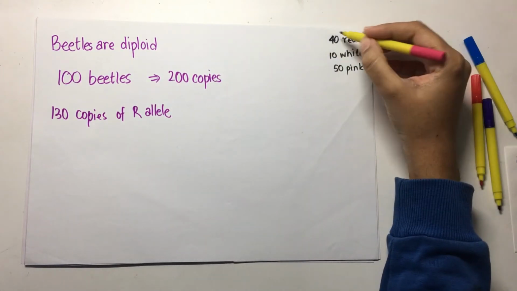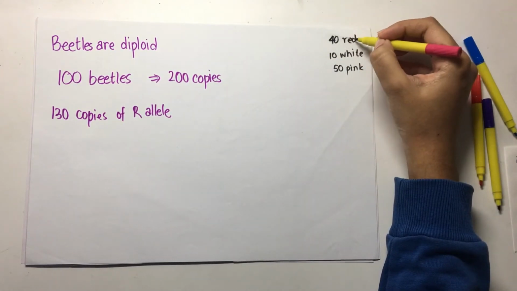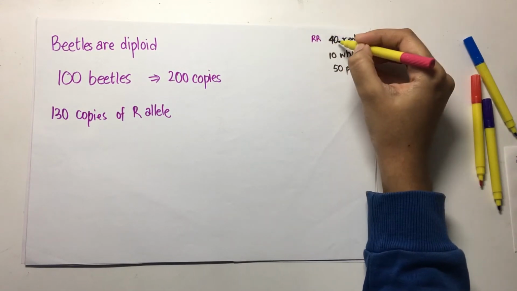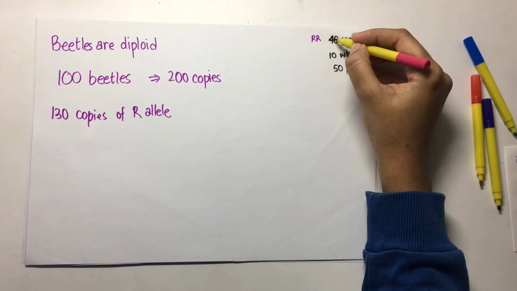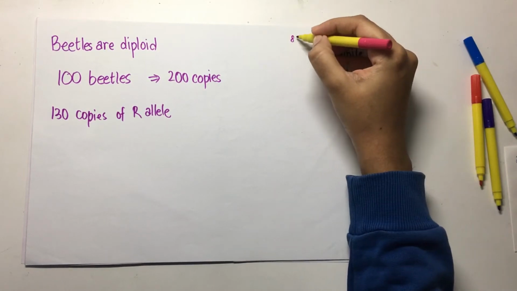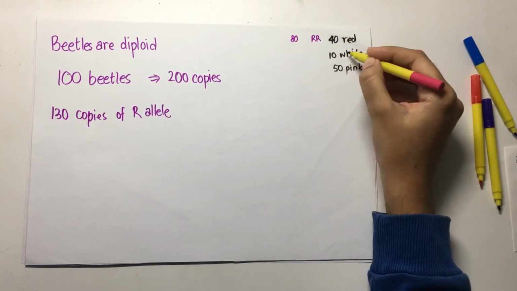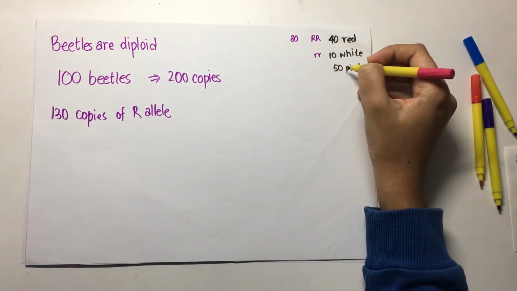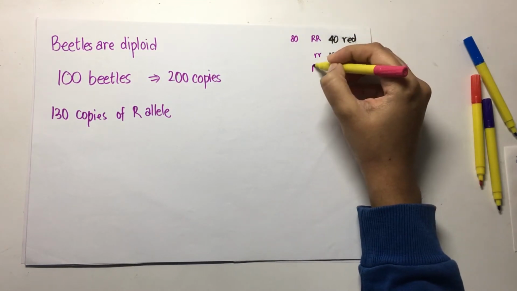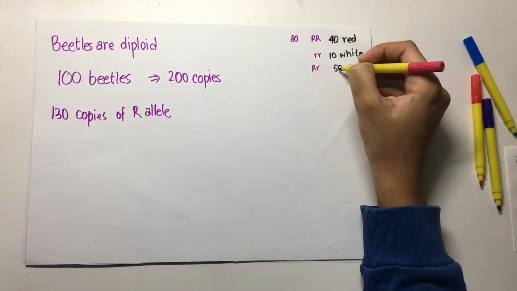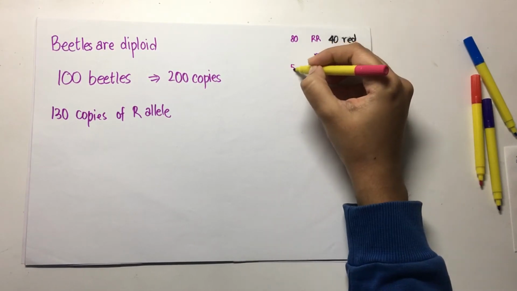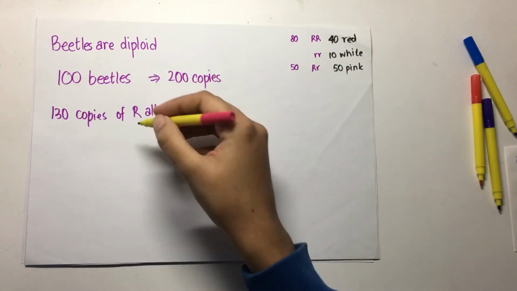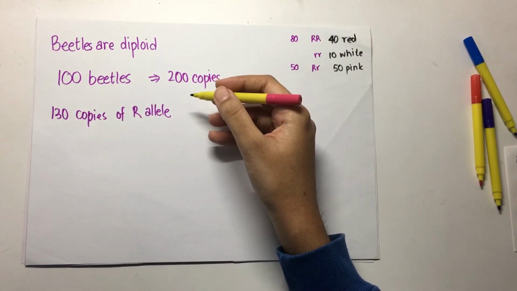I have this written here. We have 40 red beetles. If they are red, that means they are big R big R, so from this we get 40 times 2, which is 80. If they are white, they have small r, so from this we get 0. And we have 50 pink ones, that means big R, small r, so we are going to have only 50 alleles which are R. So we get 130 copies of the R allele.